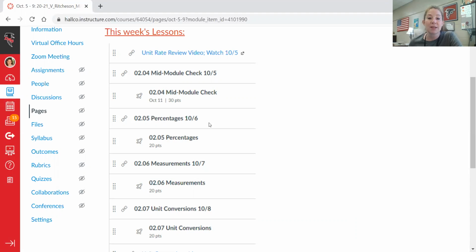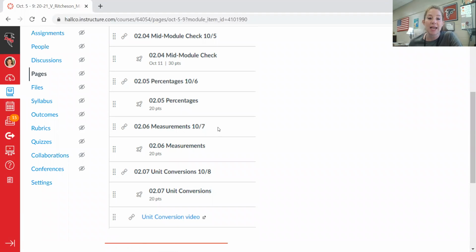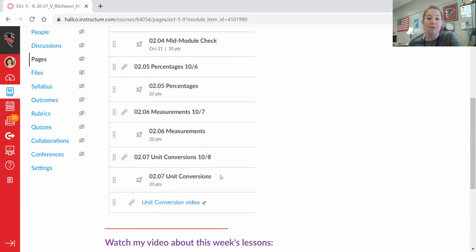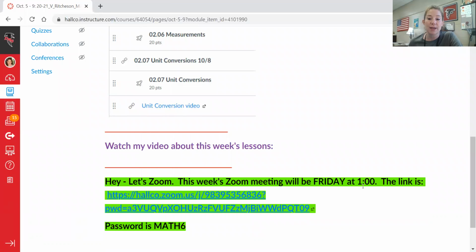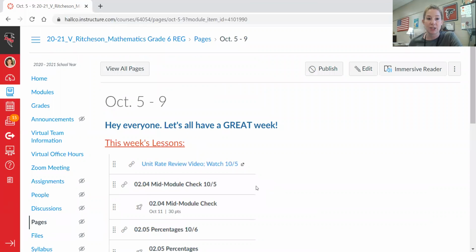Then you're going to start looking at some percentages on Tuesday. On Wednesday, you're going to look at converting measurements. And then Thursday, you are going to convert metric to standard and back and forth. And then on Friday, we'll have our Zoom at 1 o'clock and review everything you do this week.